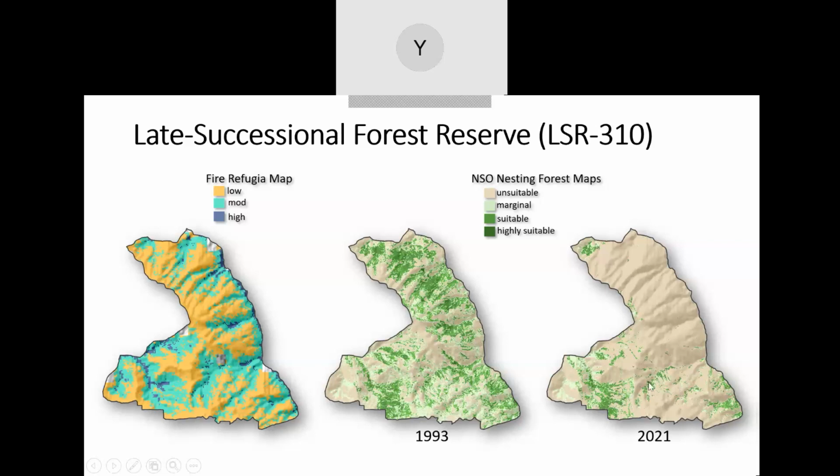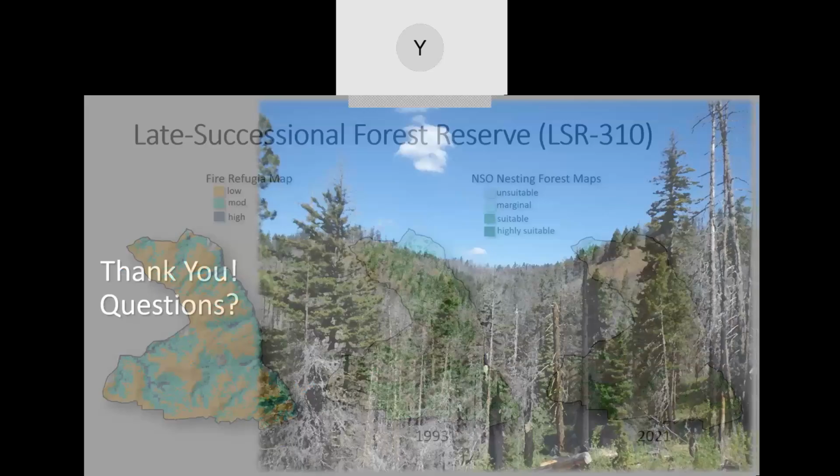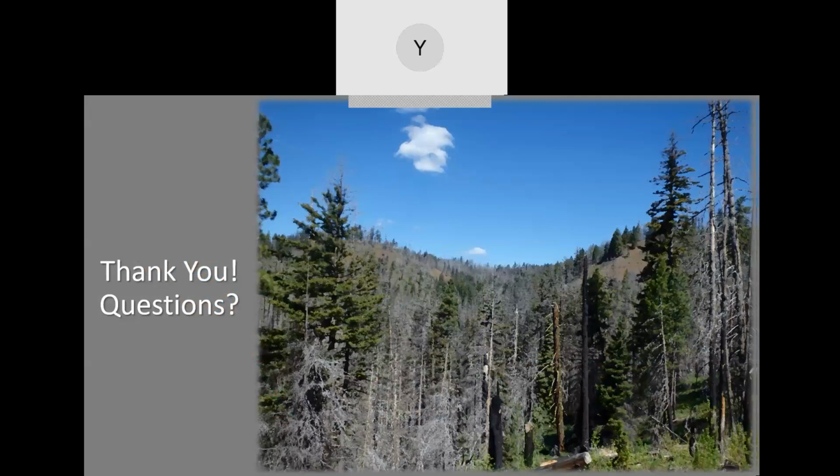I think this highlights two things. One is that mapped refugia are not bulletproof. They can still be burned. But areas mapped at high probability of refugia are more resilient than other areas. So this example shows what happened on the landscape. I think that's our last slide. Thank you for your attention.